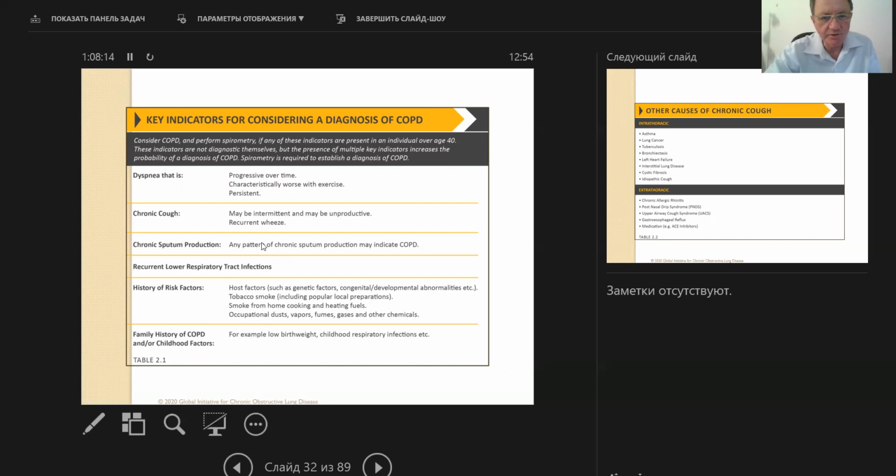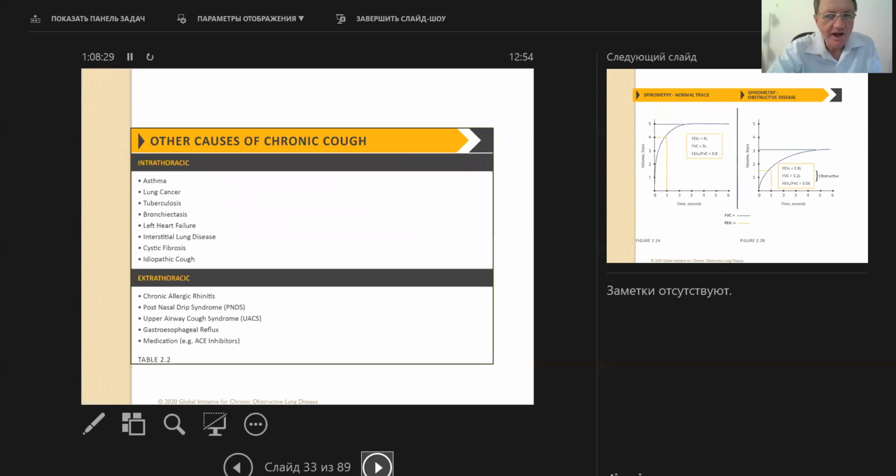History of risk factors: I talked about smoking, and inhalation of other hazardous particles or gases. Family history. And other causes of chronic cough, including asthma, lung cancer, tuberculosis, bronchiectasis, left heart failure, interstitial lung disease, cystic fibrosis, and idiopathic cough. That's why you should exclude these factors when we make a diagnosis of COPD.